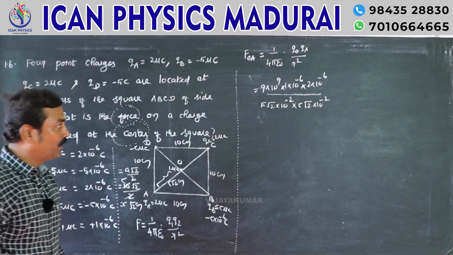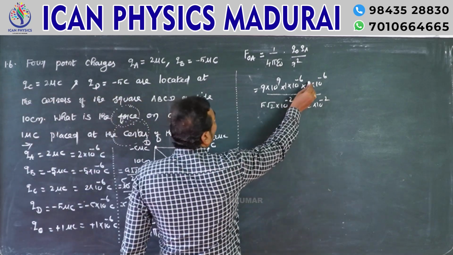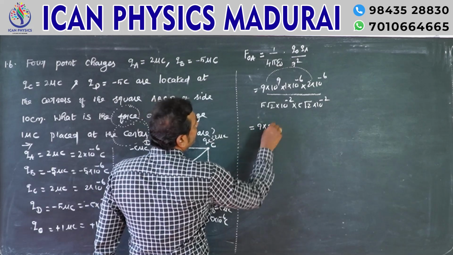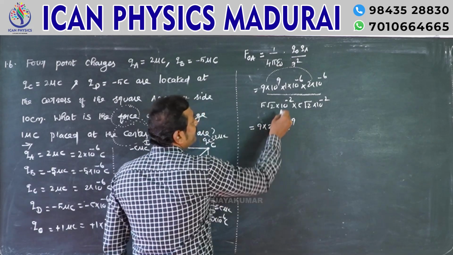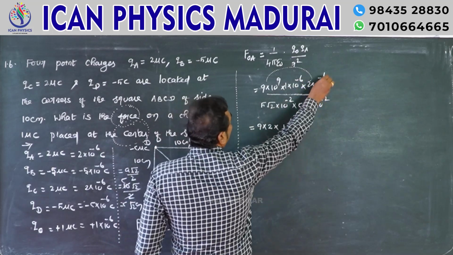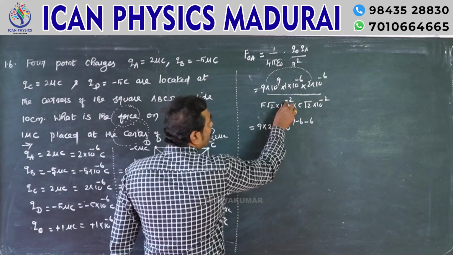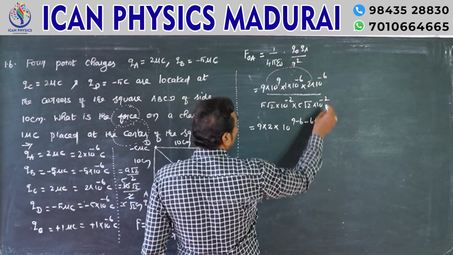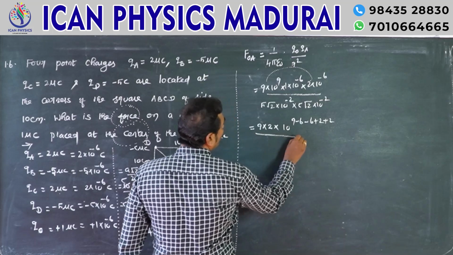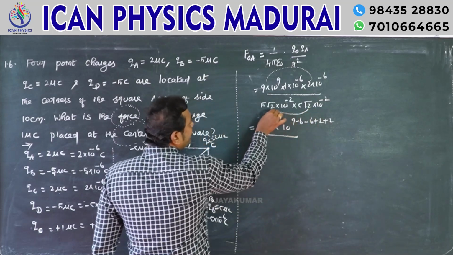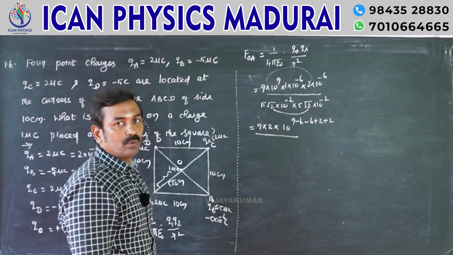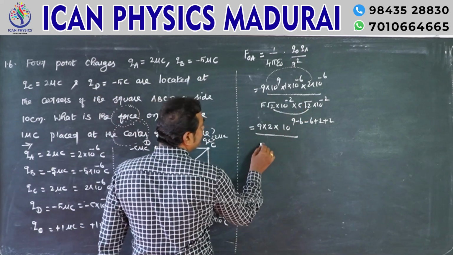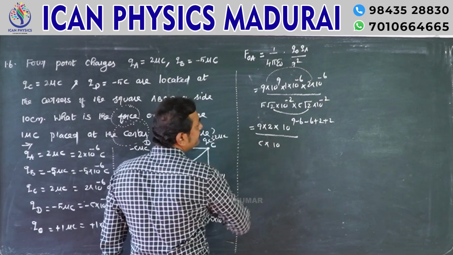Do you have any doubt? No doubt. Okay, so we can separate the numbers. 9 into 2 into 10 to the power 9, here minus 6, here minus 6. The minus 2 goes to the numerator as plus 2, the minus 2 goes to the numerator as plus 2. Root 2 into root 2 is 2, so 2 into 5 is 10, so 5 into 10.